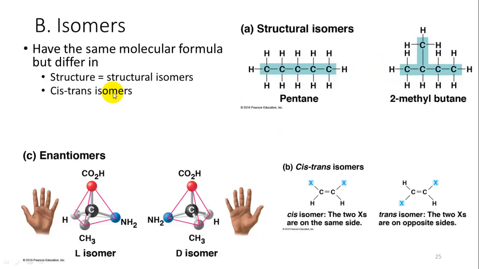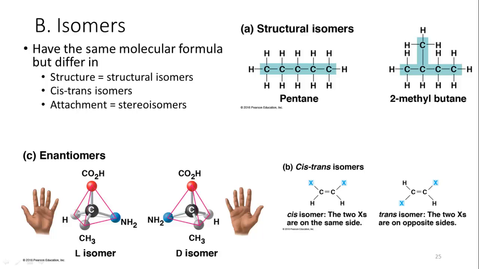You have cis-trans isomers. Again, they're the same. But in this instance, you have a carbon with a hydrogen and a carbon with something else bonded to it. In a cis isomer, the 2 other things, represented by an X here, are on the same side, and when they're on opposite sides, they're called a trans isomer.